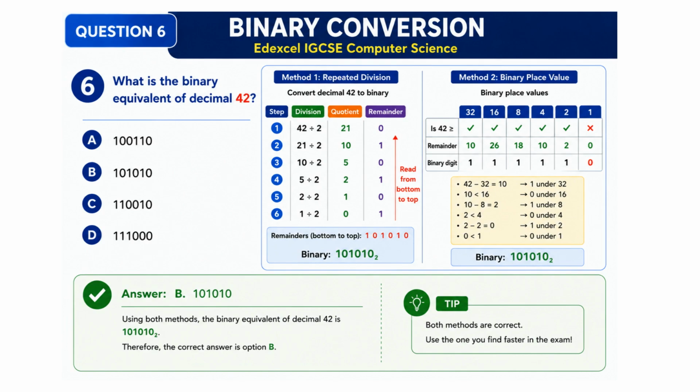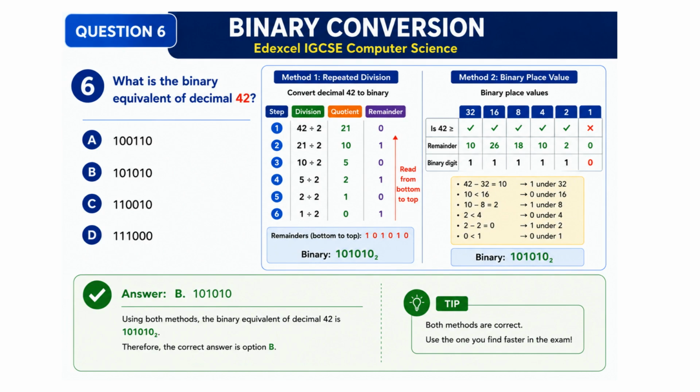The first is the repeated division method. Keep dividing 42 by 2, record each remainder, and then read the remainders from bottom to top. The second is the binary place value method. Compare 42 with the binary place values 32, 16, 8, 4, 2, and 1. Since 42 equals 32 plus 8 plus 2, the binary digits become 101010.